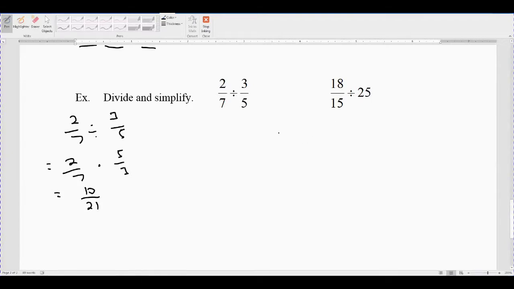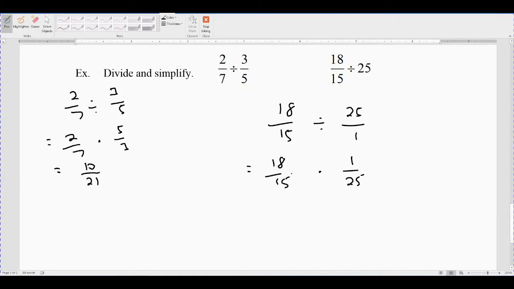Now in this example, take note that we have 18 over 15 divided by 25. And there is a denominator there. If you don't see a denominator, it's always 1. So now we can do keep, change to multiplication, and flip. Now you have to ask yourself, does anything reduce? Well, 18 and 25 doesn't reduce, but you know what does? 18 over 15 reduces, because both of those are divisible by 3.